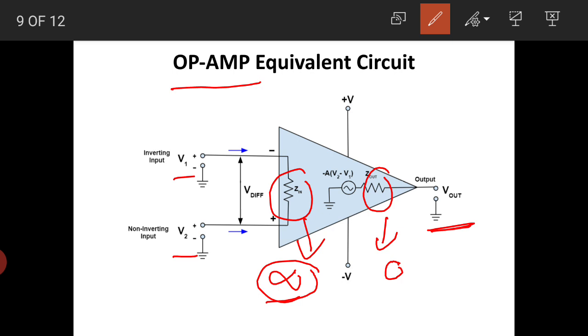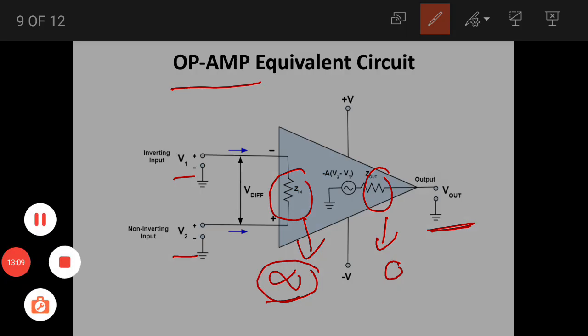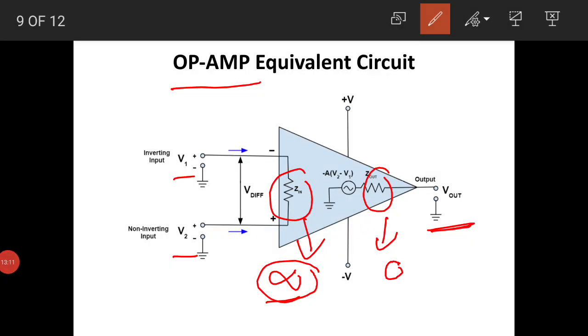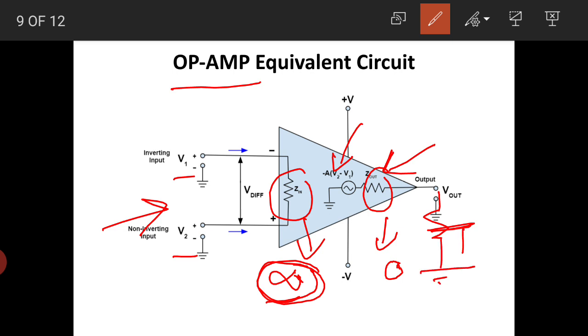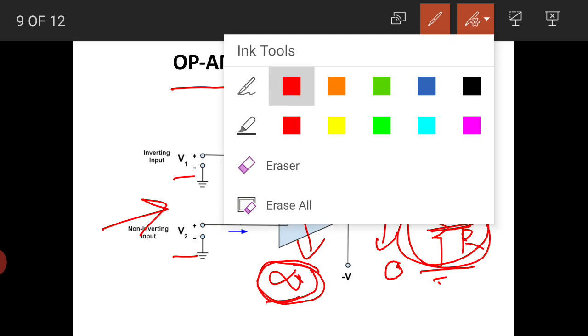So that whatever output the operational amplifier has will not have any drop at this output impedance. So the output impedance is kept 0 and the input impedance is kept infinite. Whatever input comes goes to this amplifier circuit, and whatever output the amplifier circuit gives to the load will be provided directly to the load without any drop across another resistance or impedance.